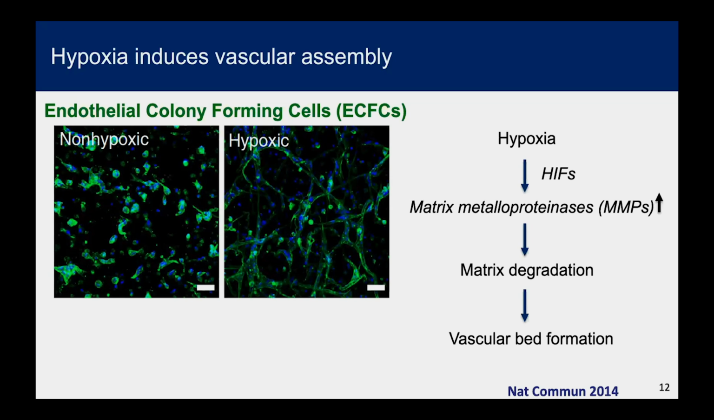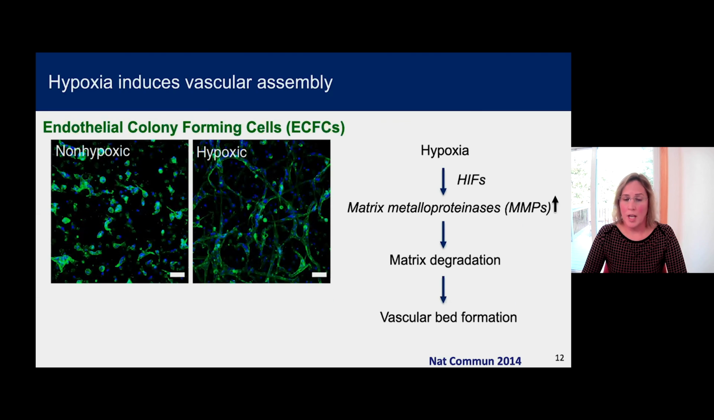Through a series of studies, we found that hypoxia, of course, stabilizes hypoxia-inducible factors, in our case both 1 and 2, and they upregulate the MMPs that allow the matrix to degrade, and then the vascular bed to form. So with that in mind, this was basically our first study that demonstrated that there is a direct loop between a hypoxic condition impacting the matrix through its degradation.